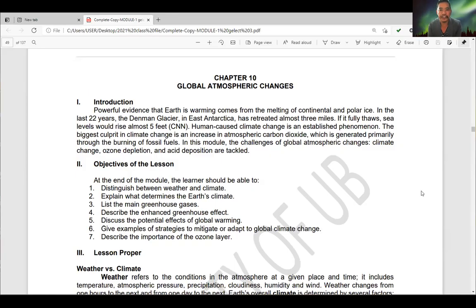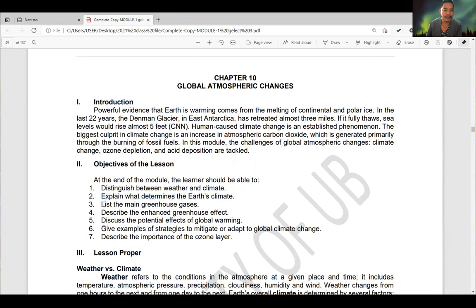Hello class, today we're going to discuss chapter 10, Global Atmospheric Changes. In this lesson, we're going to satisfy the following objectives. 1. To distinguish between weather and climate. 2. Explain what determines the Earth's climate.